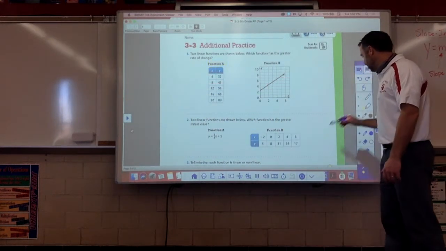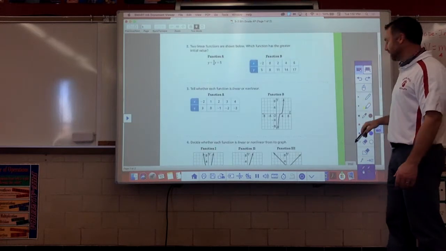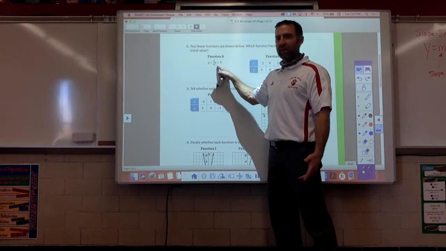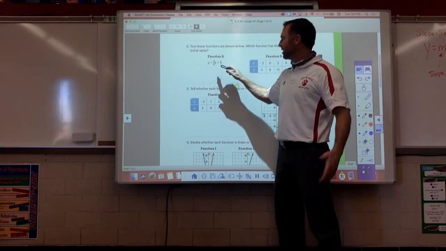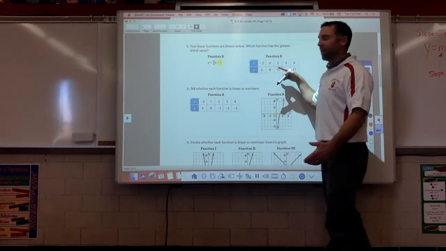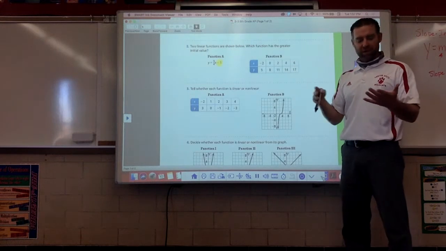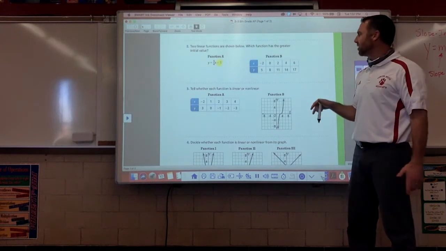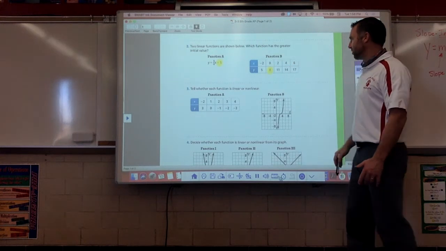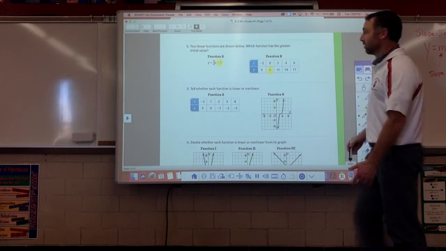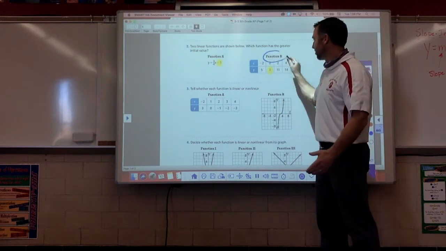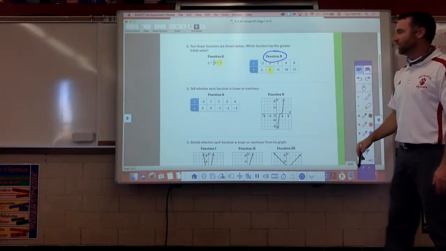Okay, moving down, number 2. Now we're looking at initial value. When you look at an equation, initial value is the y-intercept. There's your y-intercept. This has an initial value of 5. Now, when we were taught about tables and initial value, it's the value of y when the x value is 0. Well, here's your x value of 0. This would be your y value. Now, which one of those is bigger? 5 or 8? I'll go with 8 is larger than 5.